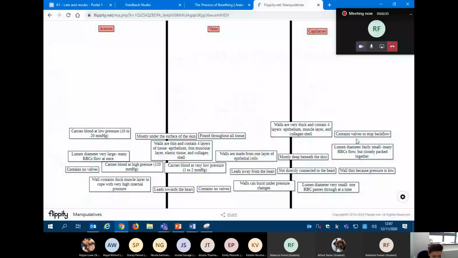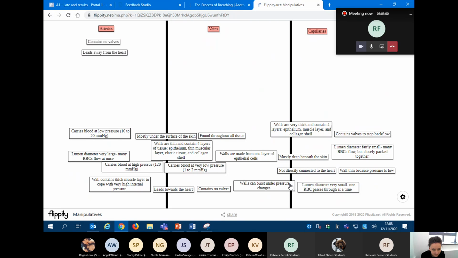Right, okay, so I'm back now. Can we start with the class? Can you give me all the facts to do with arteries? Okay. Contain no valves. Go on, what else? Leads away from the heart. Yep. Carry blood at a high pressure.